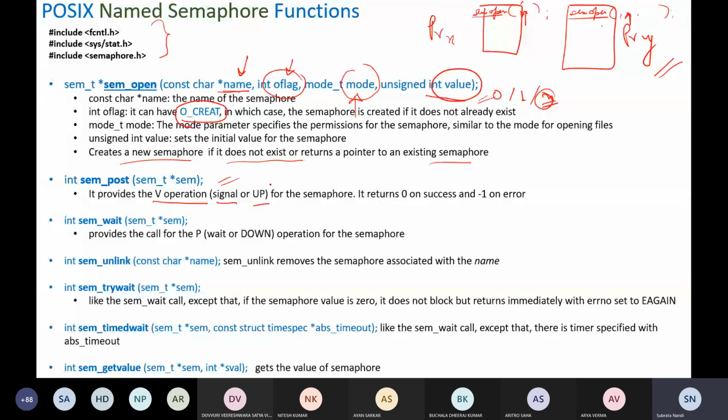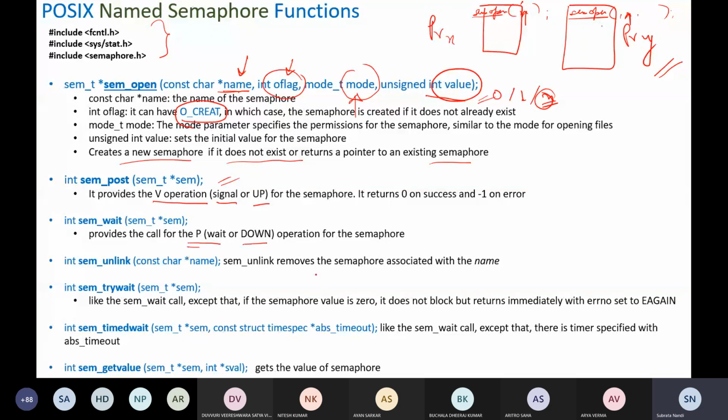It is to release the resource, so it will be executed when it is trying to release the resource. It returns 0 on success or -1 on error. sem_wait provides a call equivalent to the P or wait or down. So for the P operation, you call sem_wait. If you have to call the V operation, you call sem_post.